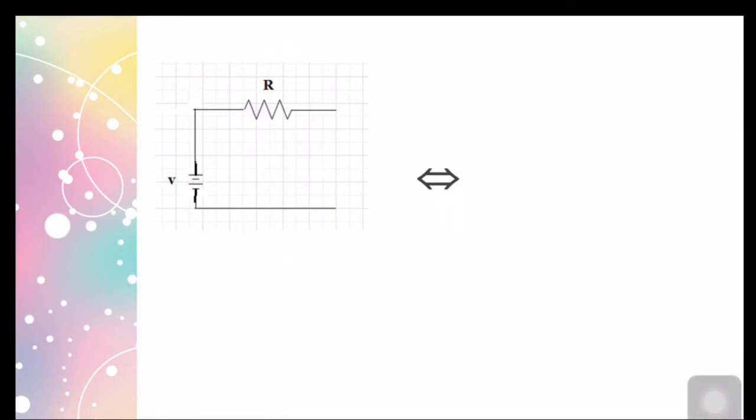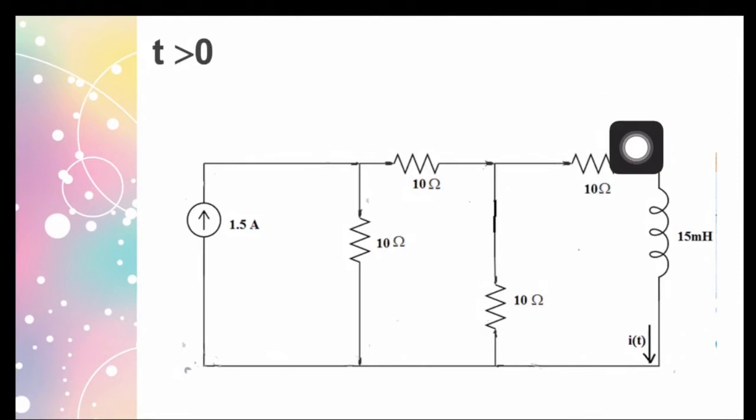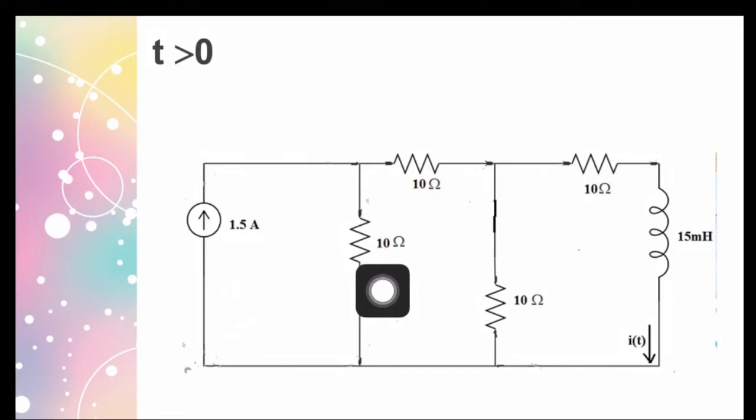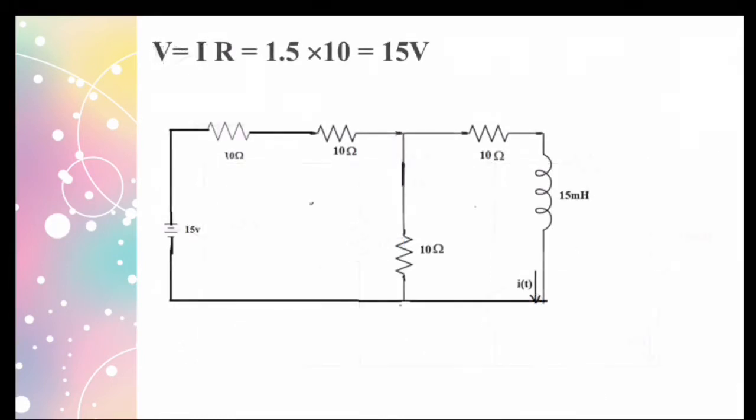Clear? Coming back to our question, this is the equivalent circuit for t greater than 0. Here you can see a current source with a parallel resistor, that is a practical current source. Now we are going to replace this with its equivalent practical voltage source. What will be the value of voltage source? 1.5 into 10, that is 15 volts. So we get a circuit like this. This 15 volt with a series connected 10 ohm represents the practical current source in our previous circuit.